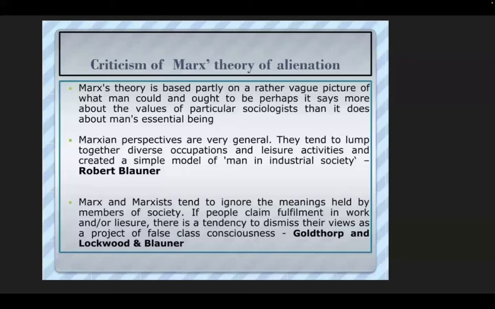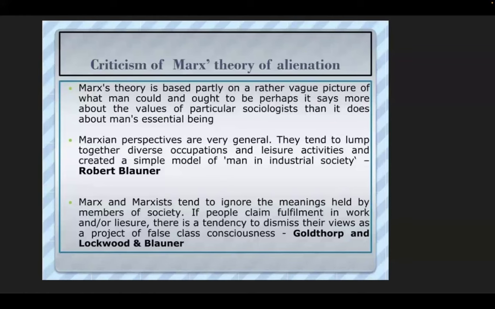Now, there is also criticism of Marx's theory of alienation. The first criticism is that Marx's theory is based partly on a rather vague picture of what man could and ought to be. Perhaps it says more about the values of a particular sociologist than it does about man's essential being. He was told that he is biased while portraying the theory.